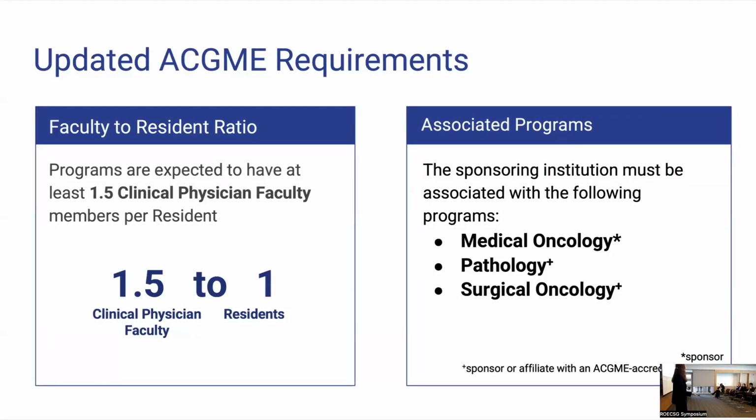So for some context, in 2022, ACGME updated the requirements for radiation oncology residencies. There's been a lot of discussion about the changes made to caseloads, but here we're going to be focusing primarily on the faculty to resident ratio update, where it is now required to have 1.5 clinical physician faculty members per resident at each program, as well as the updated changes to the requirements for associated programs, meaning that the sponsoring institution must also be associated with a medical oncology program, pathology program, and a surgical oncology fellowship program. It's worth noting that medical oncology has to be a sponsorship, while the other two can be a sponsorship or an affiliation.